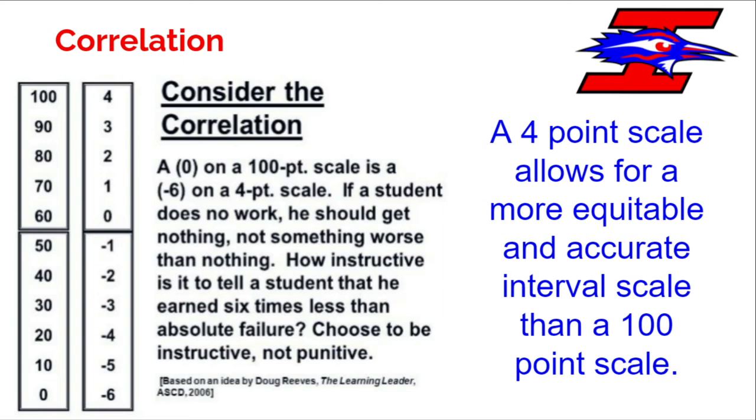Again, just another comparison piece: a 0 on a 100-point scale is a -6 on a 4-point scale. If a student does no work, he should get nothing, not something worse than nothing, which again is how this correlates. But it's just another opportunity to see how they would represent next to each other in the means of assigning points versus assigning those scales.